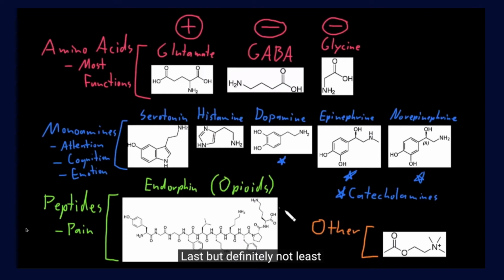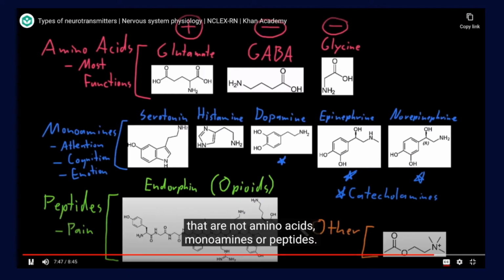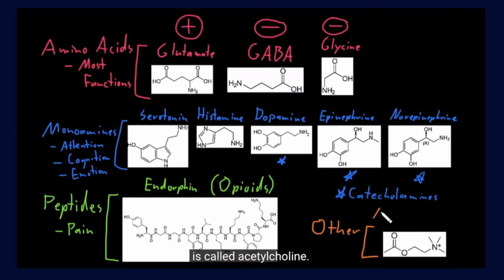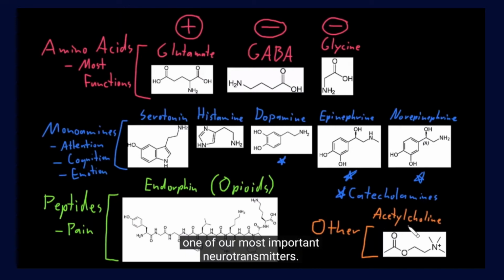And last, but definitely not least, are the other neurotransmitters. Now, usually when there's an other category of anything, that means it's not very important. But in the case of neurotransmitters, there are some really important neurotransmitters that are not amino acids, monoamines, or peptides. So this is going to be our acetylcholine category we talked about. For example, this neurotransmitter right here is called acetylcholine. And acetylcholine is definitely one of our most important neurotransmitters.